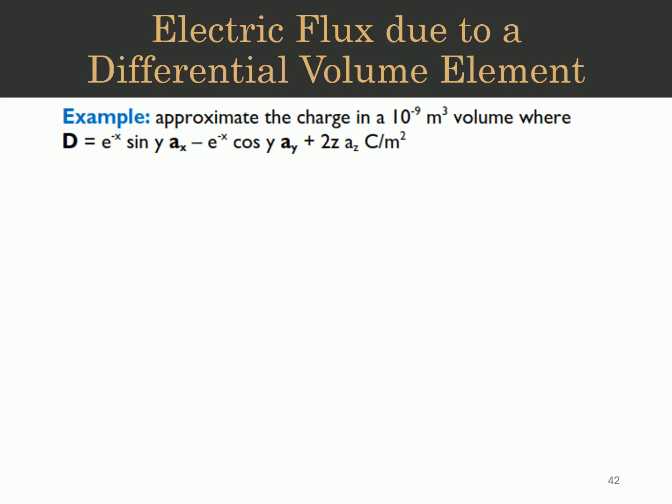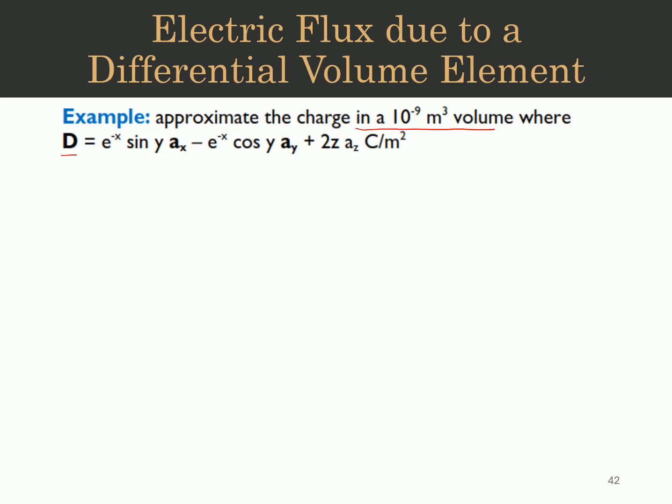So now let us look at an example of how we can apply the Gaussian equation on an asymmetric surface. Let us say we have to find the electric flux in this differential volume element, and we have been asked to approximate the charge in a volume of 10 to the power minus 9 meter cube, where the electric flux density is such. So we need to find the approximate value of the charge.